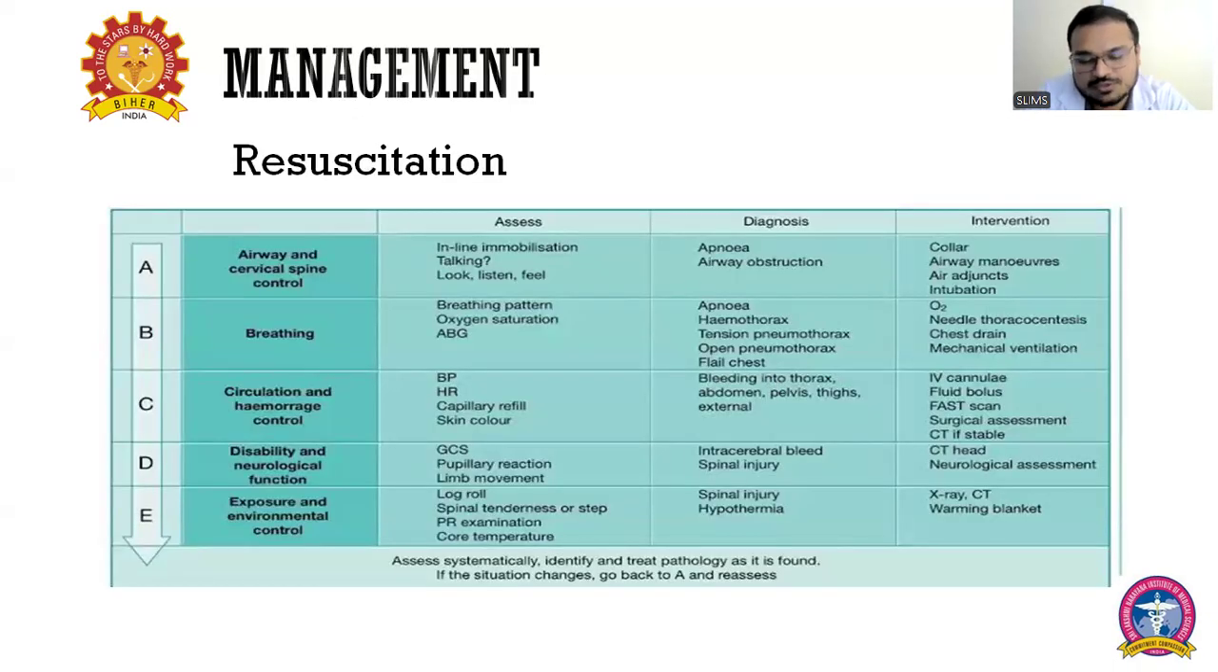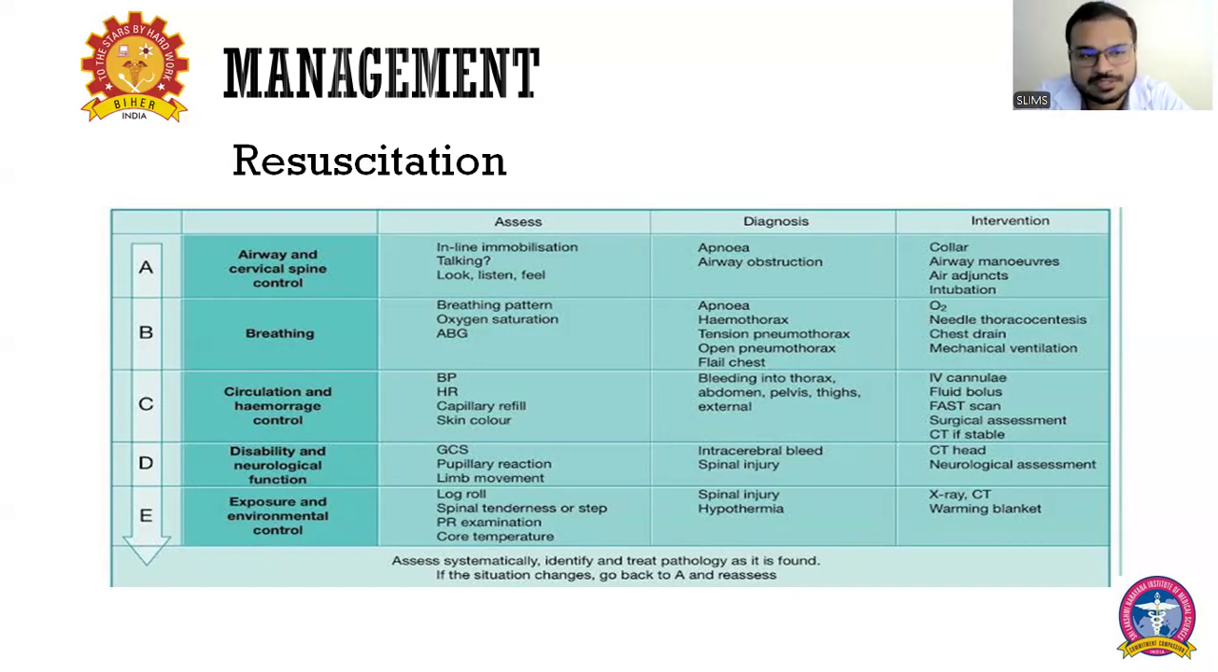Management. We shouldn't always jump to operative management in case of shaft of femur fractures. These fractures are more deleterious and more cumbersome to handle if the patient is having complications. So always and always, A, B, C, D, E comes to us as the normal criteria. A is for airway and cervical spine control. First we should assess, then we should diagnose, and then we should intervene to stabilize the patient.